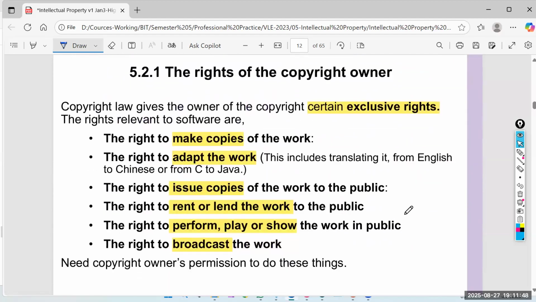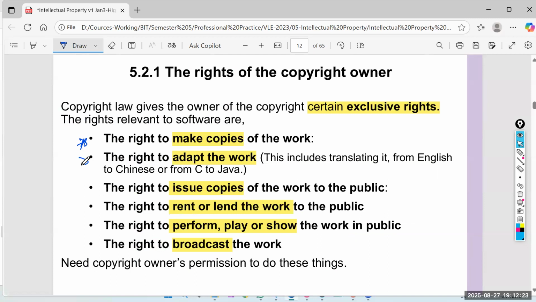Whether it's literature, an artistic thing, or an industrial thing, the copyrights are the same. The rights of the original owner or the copyright owner are the same. So what are the rights? The original owner can make copies. That is, if I am the original creator of that song, book, or software, piece of code, I have the rights to make copies, not you.